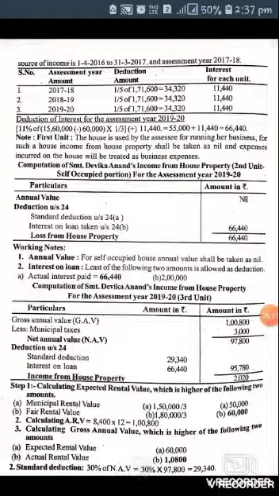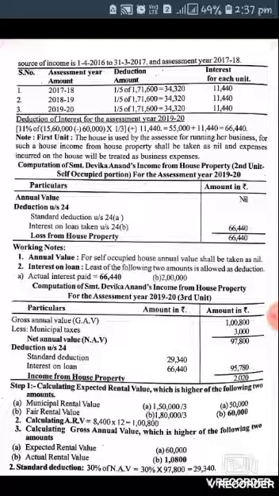Let's see Devika's income from house property. First, the source of income is 1/4/2016 to 31 March 2017. The assessment year is 2017-18. For the assessment year, the deduction amount is 1/5 of 1,71,000, that is 34,320. So it is divided into 3 parts.